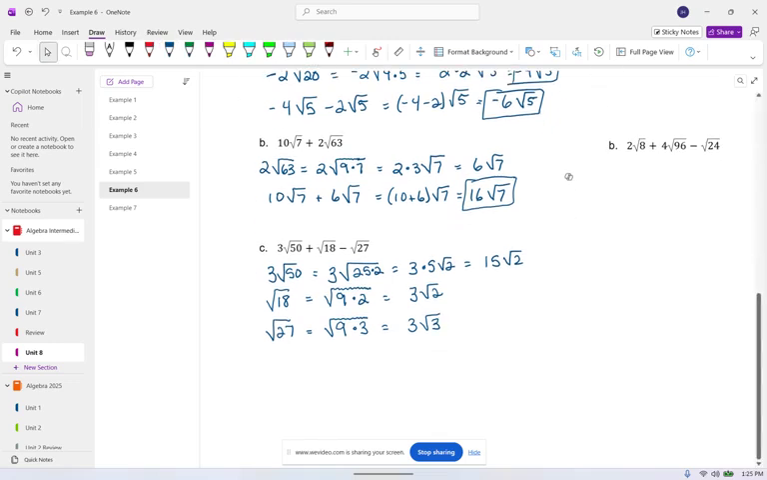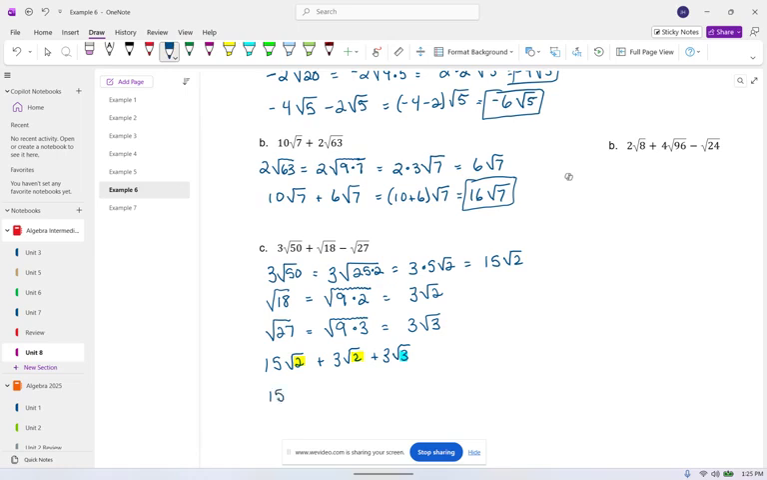Now we're going to put those three simplified radicals in a line. 15 root 2 plus 3 root 2 plus 3 root 3. One of these does not belong. One of these is not going to be able to be combined with the other two. We look at the radicands, and I see square root of 2, square root of 2, and square root of 3. We cannot put the square root of 3 with the square roots of 2. So we're going to put the square roots of 2 together.